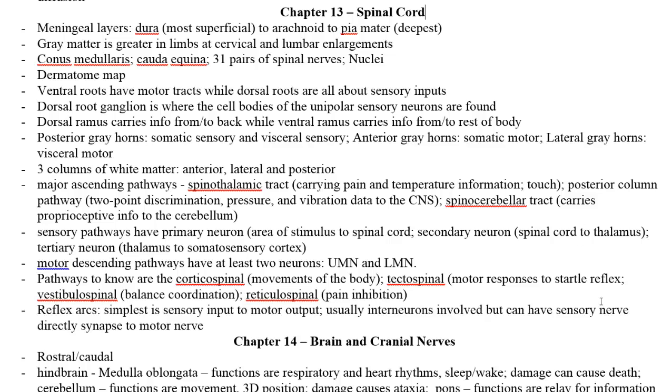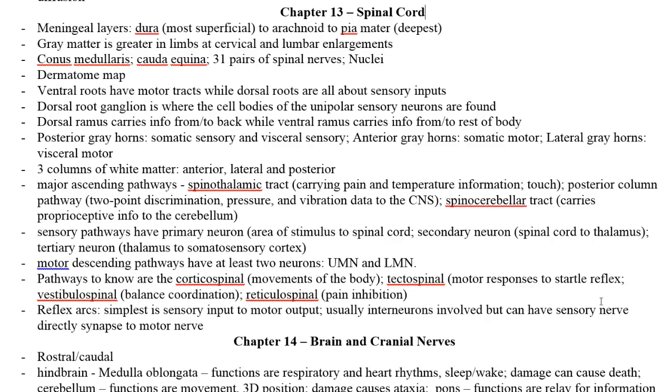Sensory pathways, remember, all have 3 neurons. They have the primary neuron that takes the information from the body wall, from the skin surface, to the spinal cord. The secondary neuron is completely within the central nervous system, from the spinal cord generally to the thalamus. And then the tertiary neuron is completely within the brain and takes the information from the thalamus to that particular region in the somatosensory cortex that deals with it.